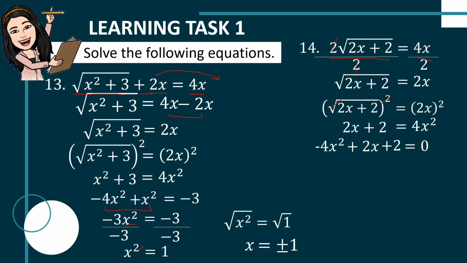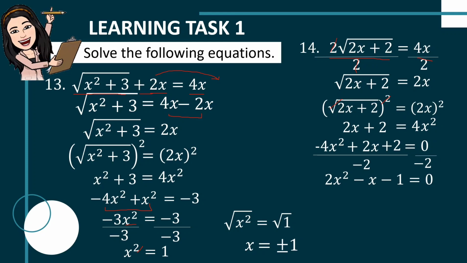So, since the numericals are all divisible by 2, pwede natin siyang paliitin. I-simplify natin. I-lowest term natin para mas madali tayo mag-factor. So, dividing both sides by negative 2, para maalis na natin yung negative doon. So, that will become 2x squared minus x minus 1.